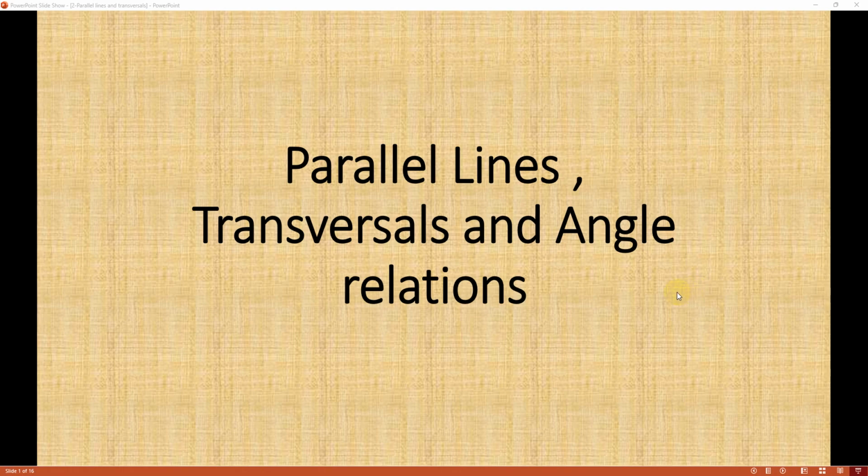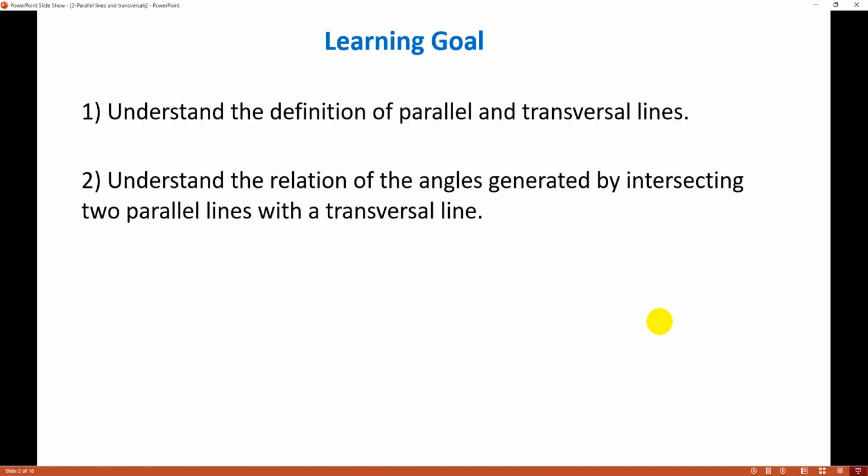Hello, today we will be covering the topic of parallel lines, transversals, and angle relations. The learning goals are, number one, to understand the definition of parallel and transversal lines, and two, understand the relation of the angles generated by intersecting two parallel lines with a transversal line.